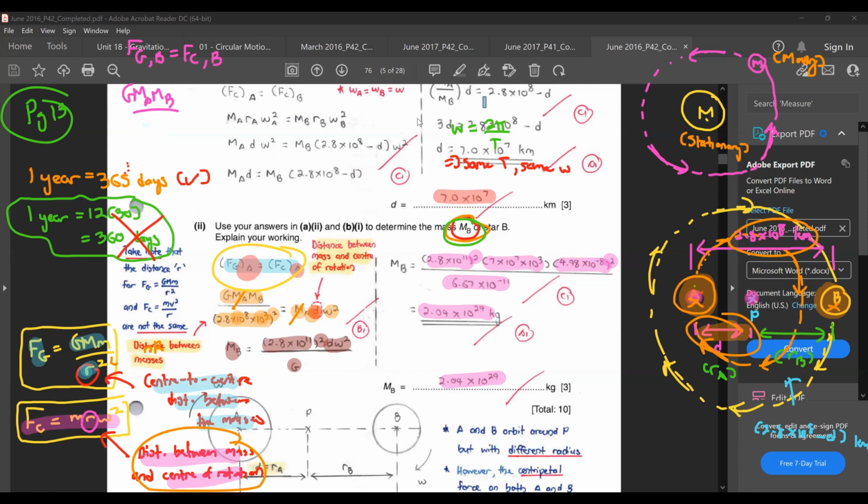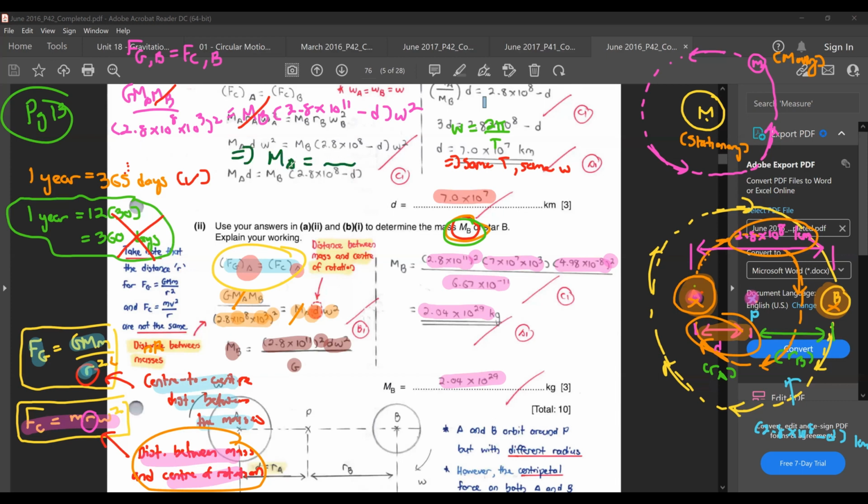When you say that's G MA MB, it's 2.8 times 10 power 8 times 10 power 3 squared, then equals to MB, then 2.8 times 10 power 11 minus D, then omega squared. Yes, you will get the same thing where MB cancels off, eventually giving you the value of MA.